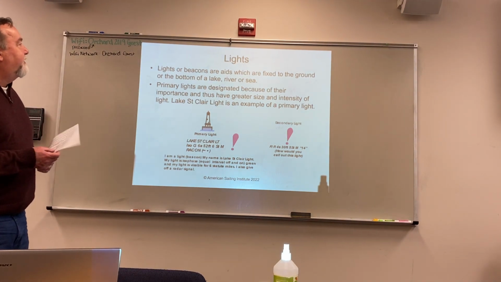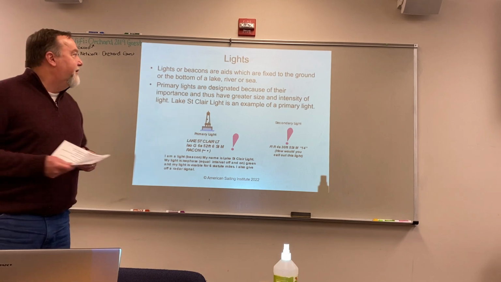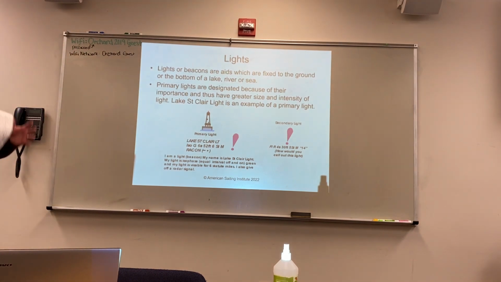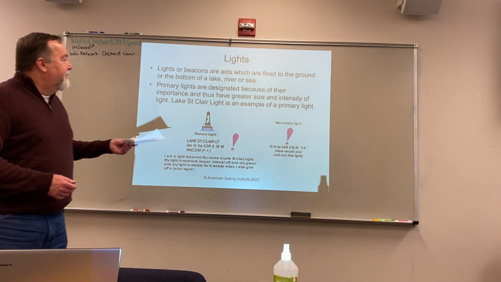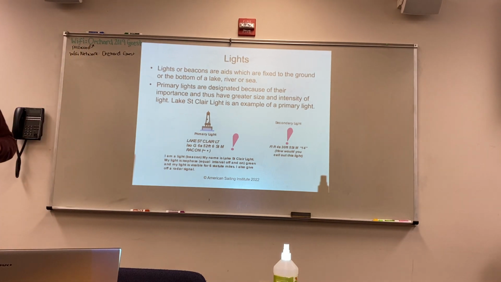Again, lights or beacons with aids are fixed to the ground or the sea bottom or the lake or the river bottom. There are primary lights that are designated usually because of their size or their importance, like the St. Clair light, for example. There are secondary lights, like the one we looked at in our tube bearing fix problem, along the lake shore just north of JBM. That was a secondary light, but it was a light, not a buoy, right?